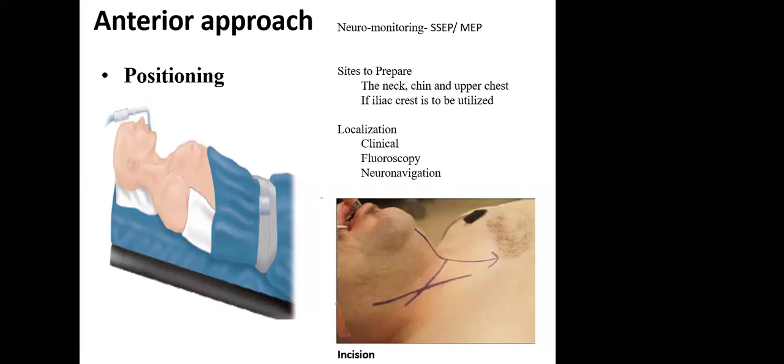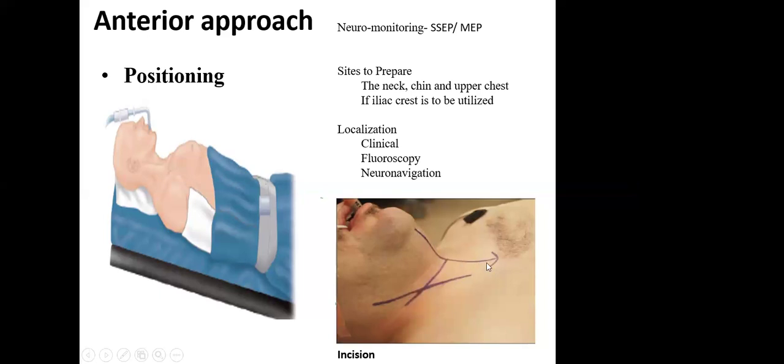After that is done and the surgeons have scrubbed, the operation site is prepared. From the chin, the neck up to the chest is prepared, and also the iliac crest when it is going to be used to harvest the bone. After this, localization is done. This can be done clinically using important landmarks, the cricoid cartilage, which is at the level of C6, or the thyroid cartilage at the level of C4, C5, or intraoperative fluoroscopy can be used, or even neuronavigation.